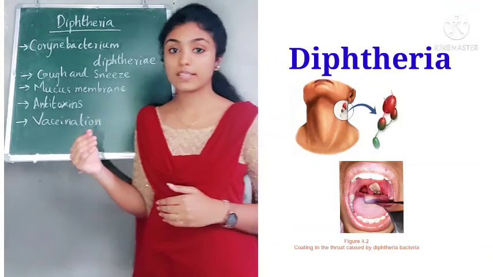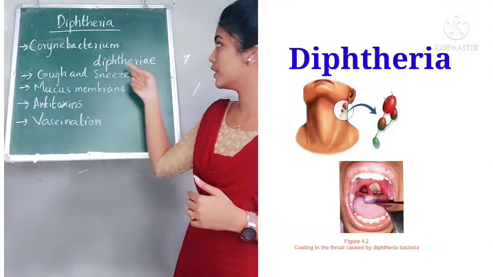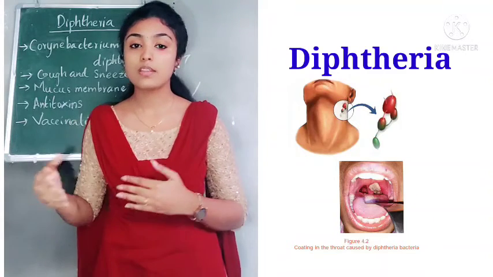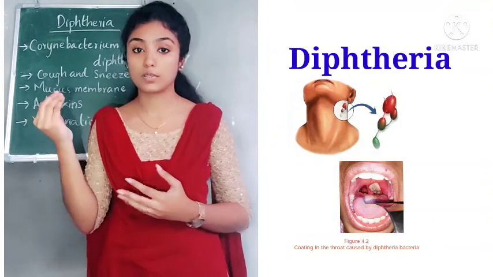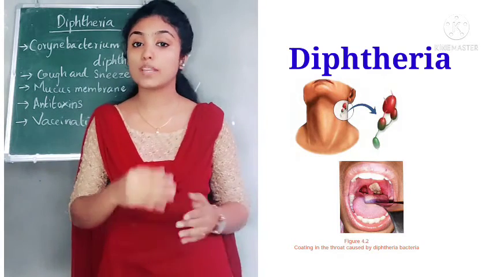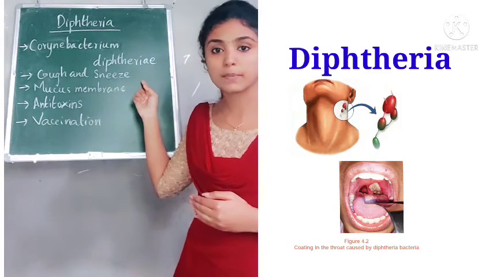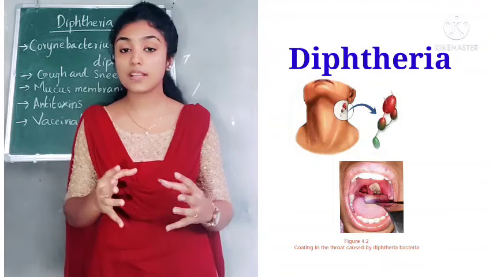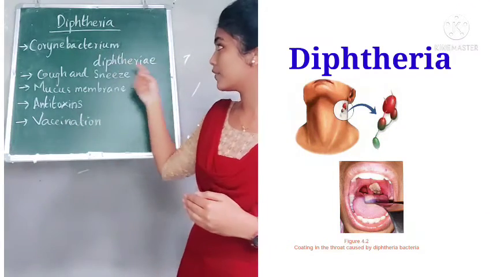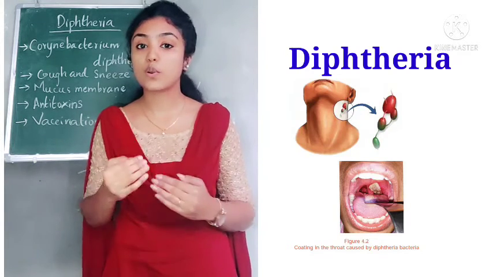Diphtheria is also a disease which is caused by bacteria, and the name of that bacteria is Corynebacterium diphtheriae. This disease can be spread from one person to another through droplets in the air while coughing and sneezing. The droplets of the infected person can spread this disease by coughing and sneezing. This bacteria affects the mucous membrane of the nose and throat. Corynebacterium diphtheriae destroys the cells of our mucous membrane of nose and throat.